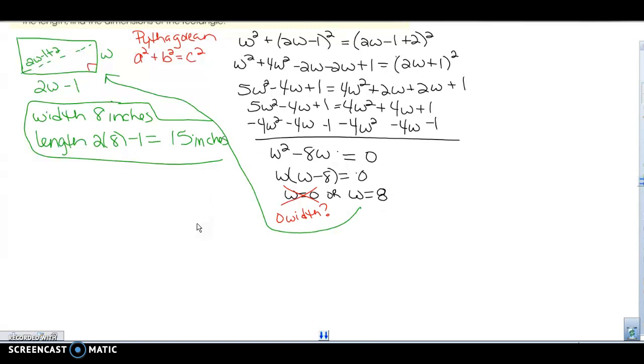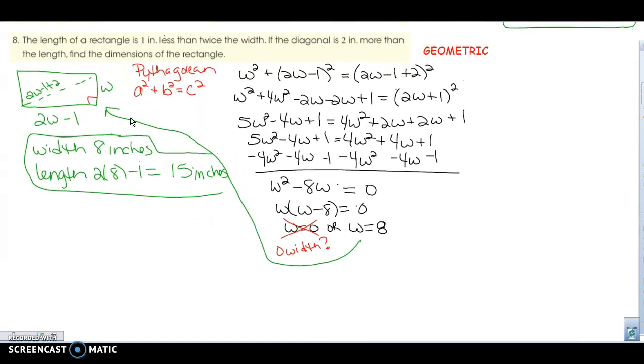But we have to remember what W was standing for. It was the width of our rectangle, and the width cannot be 0, otherwise we would not have a rectangle. So our final answer to turn in would be a width of 8, and then the length would be twice that minus 1, so 15 inches.